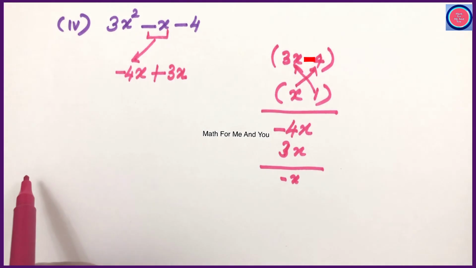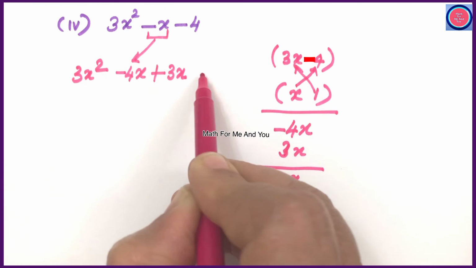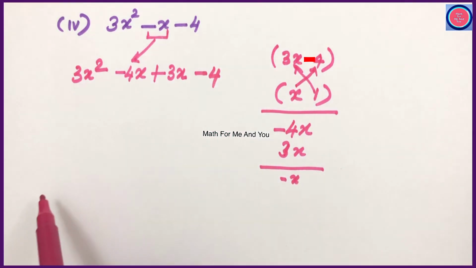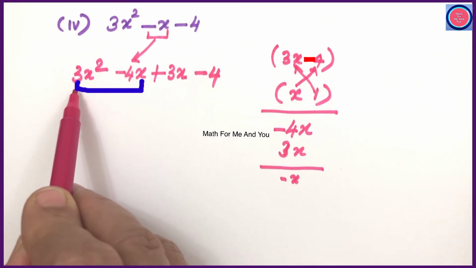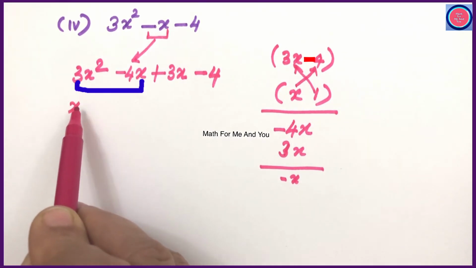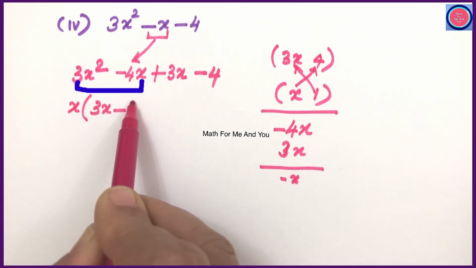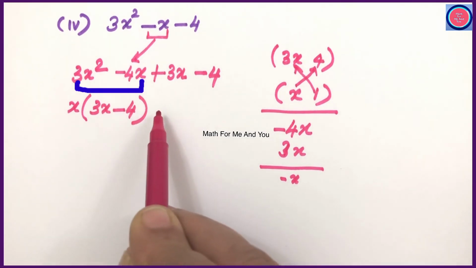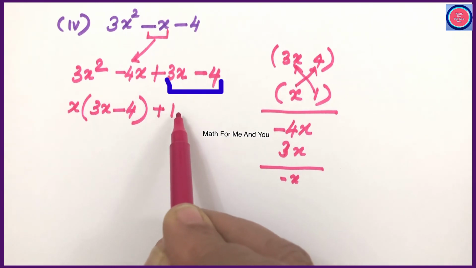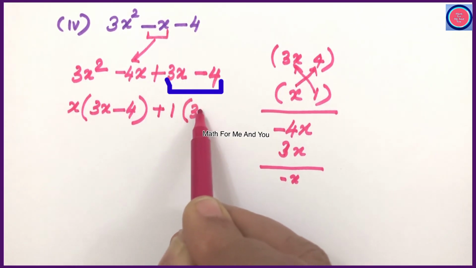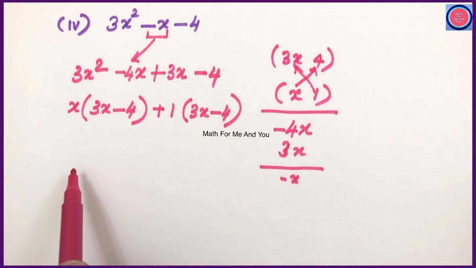Now we will write the first term 3x square and the last term minus 4 same as they are. 3x square, then minus 4x plus 3x minus 4. Now we consider the first two terms and write down what is the common factor. Here x is the common factor. Write x, after that bracket, then the remaining terms 3x minus 4 plus, look at the last two terms, it is same 3x minus 4, same as in the bracket what we are getting 3x minus 4. So we write 1 times 3x minus 4 because it is same.